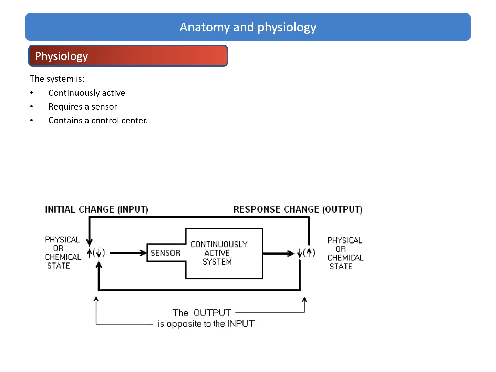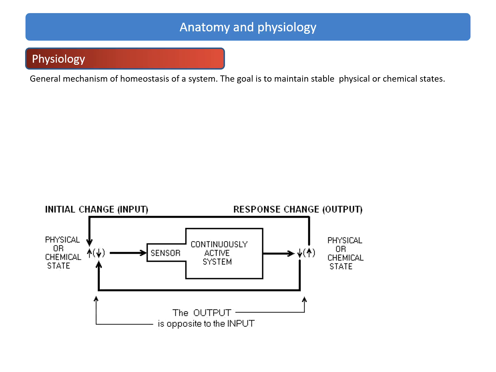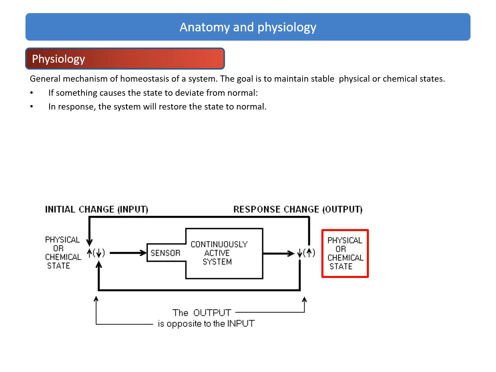It requires a sensor. It contains a control center. For example, the entire body might be the system with a sensor, often a receptor in the nervous system, and a control center within the system, often the hypothalamus, part of the brain. Let's look at the general mechanism of homeostasis of a system. The goal is to maintain a stable physical or chemical state. If something causes the state to deviate from normal, in response, the system will restore the state to normal.